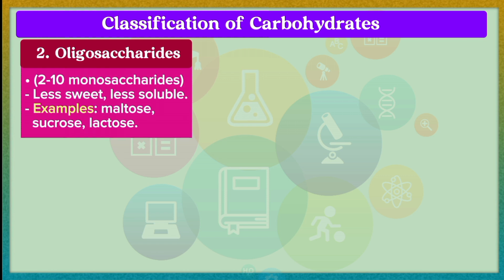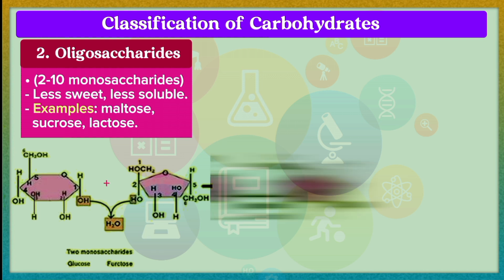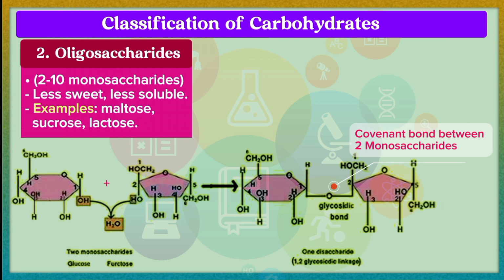Oligosaccharides are comparatively less sweet in taste and less soluble in water. On hydrolysis, oligosaccharides yield from 2 to 10 monosaccharides. The ones yielding 2 monosaccharides are known as disaccharides. Those yielding 3 are known as trisaccharides, and so on. The covalent bond between 2 monosaccharides is called a glycosidic bond.